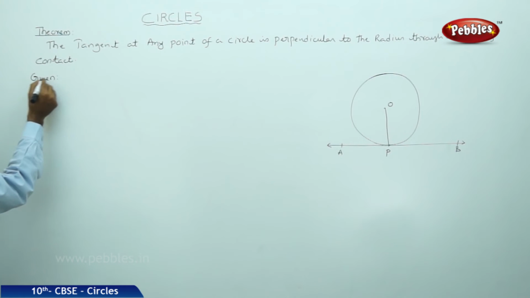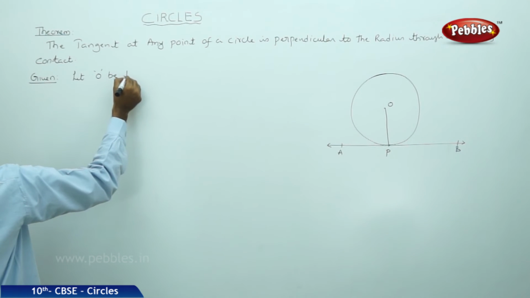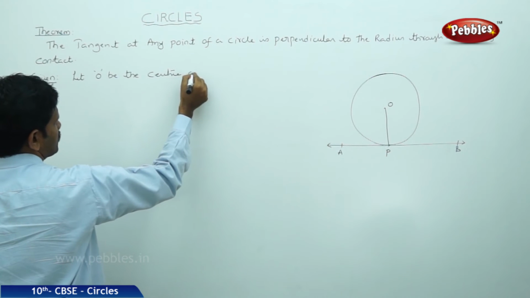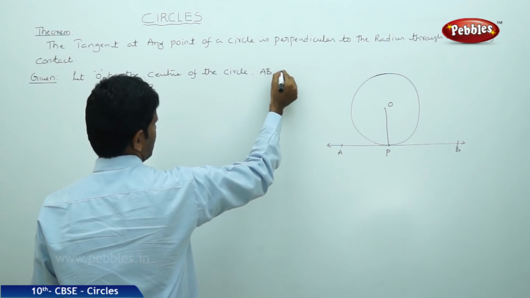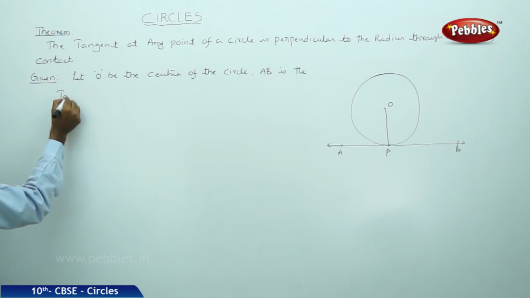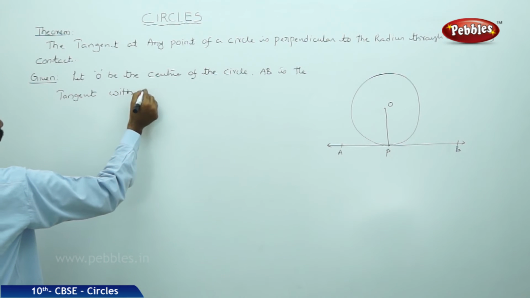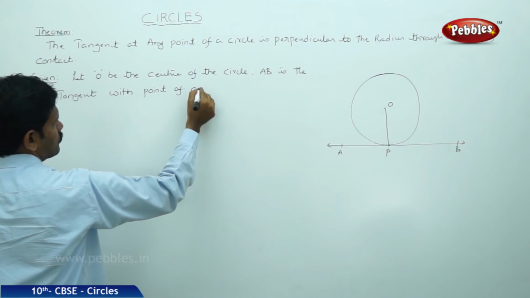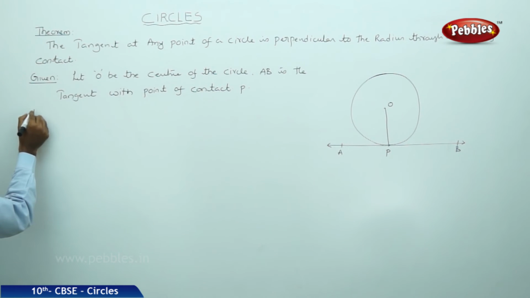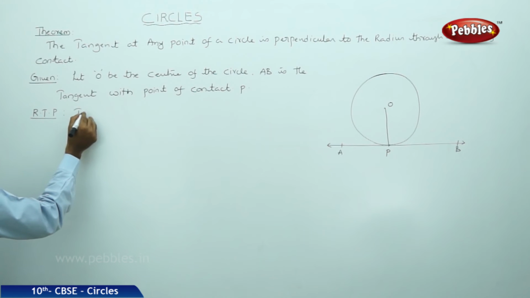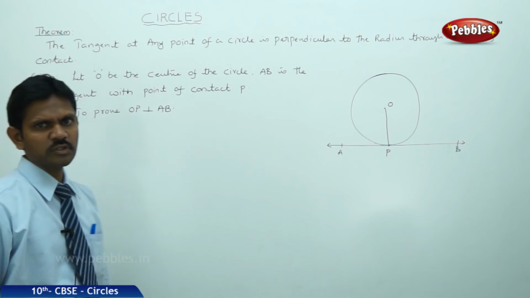Given: let O be the center of the circle, AB is the tangent with point of contact P. RTP, to prove: OP is perpendicular to AB. This we have to prove.